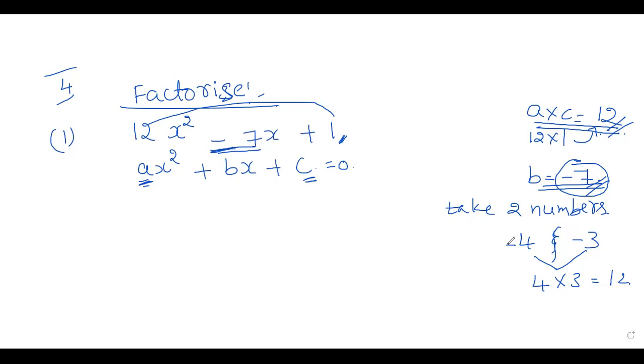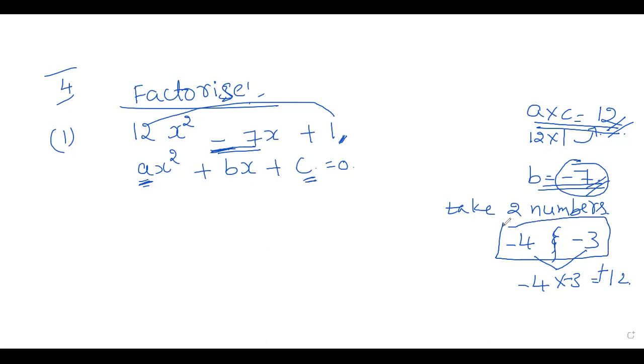Looking at b, we always have to put the sign. So you have to get -7, so I have put a minus sign for both the numbers. So -4 into -3, you will get +12. And -4 plus -3 is -7. Did everyone understand? As you do sums, you will get practice. Don't worry. So which are the two numbers here?